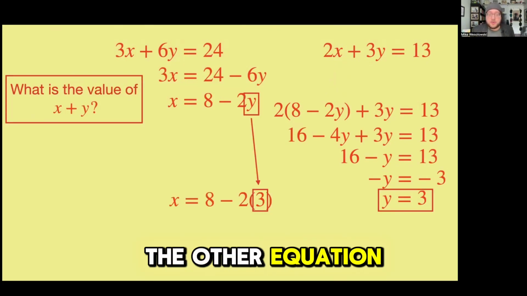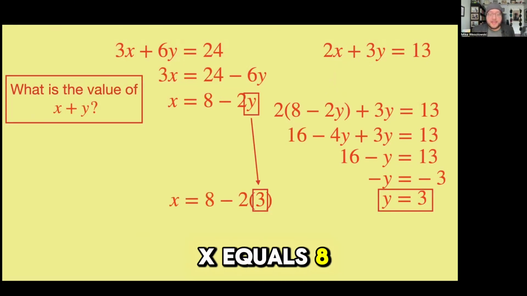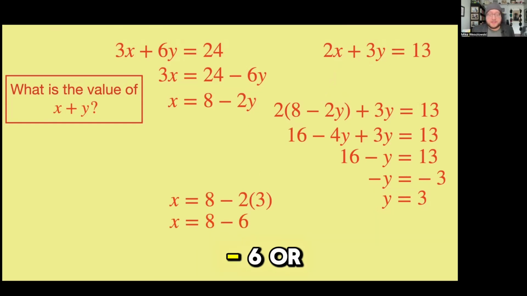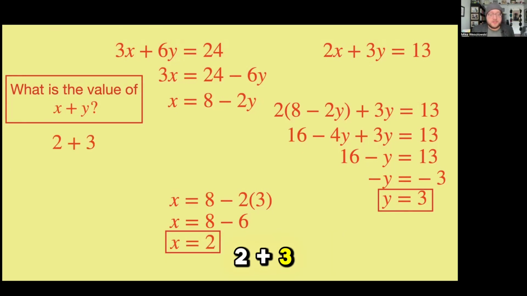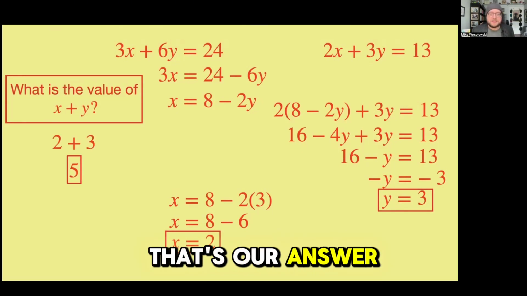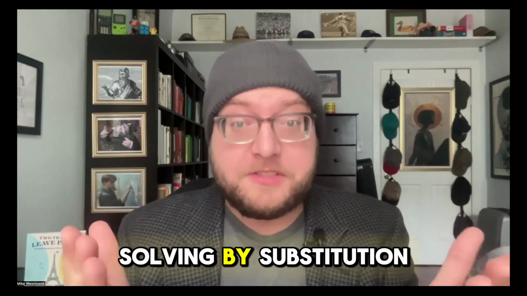Put that into the other equation. We see that x equals 8 minus 2 times 3, or 8 minus 6, or 2. We have the values of x and y, so we can get the value of x plus y. 2 plus 3 equals 5, and that's our answer. So that is solving by substitution.